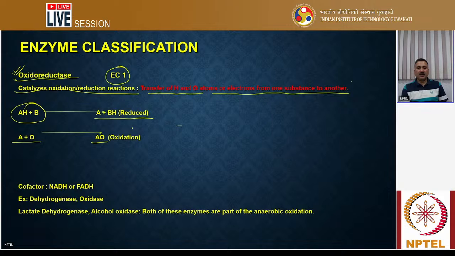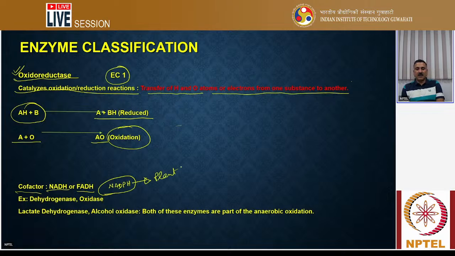NADH or FADH. In some cases you are also going to have NADPH. NADPH is mostly present in plant oxidoreductase enzymes, and the examples are the dehydrogenases and the oxidases. For example, lactate dehydrogenase and alcohol oxidase, both of these enzymes are part of the anaerobic oxidations. So this is just a simple example.